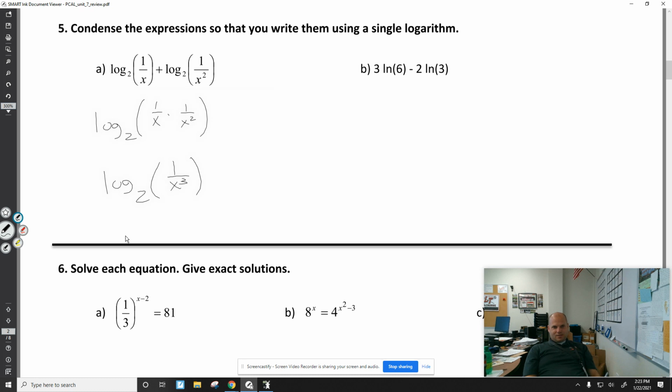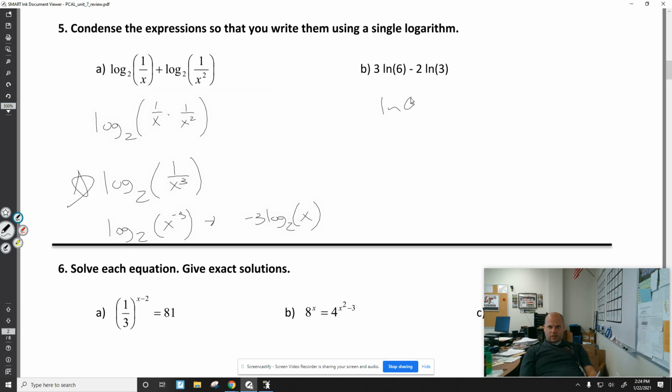Do they want me to write this as x to the negative third and then negative 3? I don't think so. I think we want everything inside the logarithm. But this and this and this and this are all the same. I'm probably going to stop here.